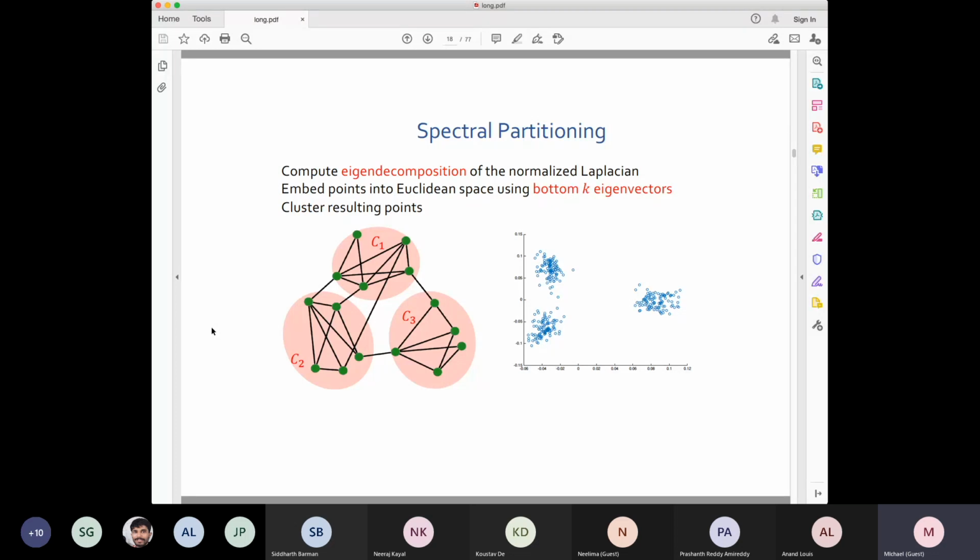What we see on this picture is actually the result of taking a 3-clusterable graph. It's a random Erdős-Rényi graph, and then embedding the vertices of the graph using the second and the third eigenvectors of the Laplacian, just to have a 2-dimensional picture. After all, the bottom eigenvector of the Laplacian is just all ones, so it's not very informative. And indeed, as expected, we do see 3 good clusters.